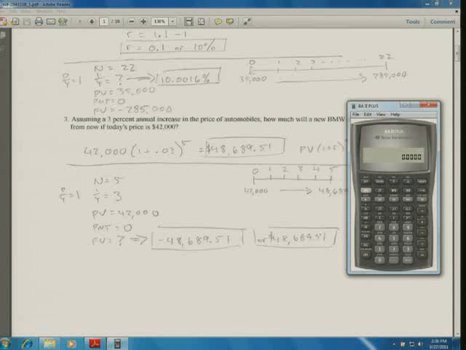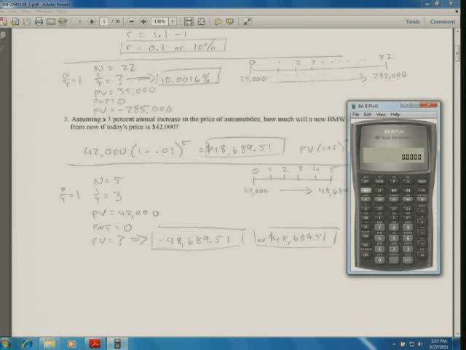So what I've got here is we start at time period 0 as my first tick mark, and I've got $35,000. What I want to do is go out 22 years. So I started making tick marks for year 1, year 2, year 3, and on out, out to year 22. And at the end of year 22, I want to be left with $285,000.